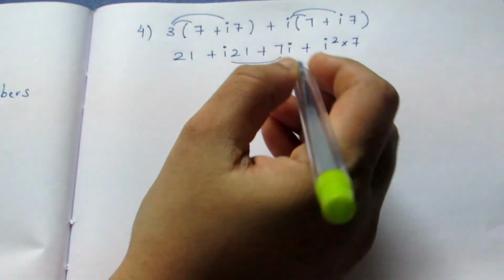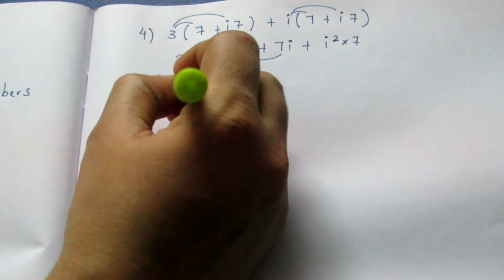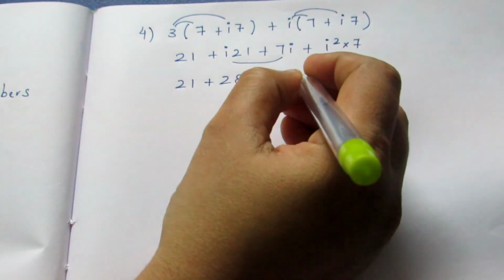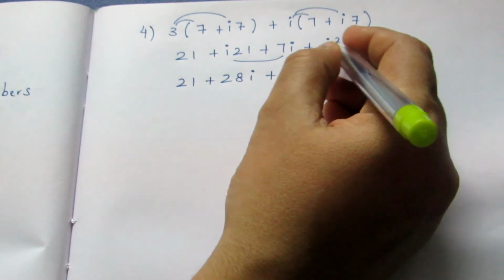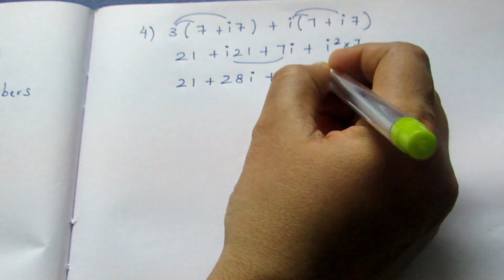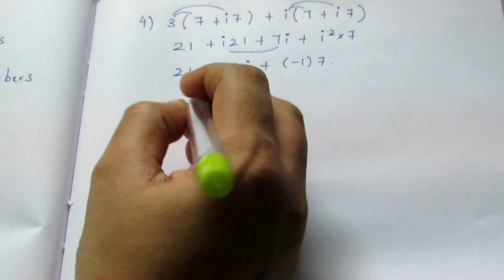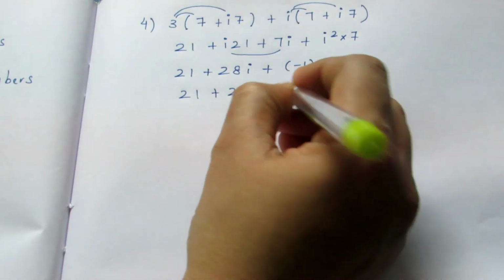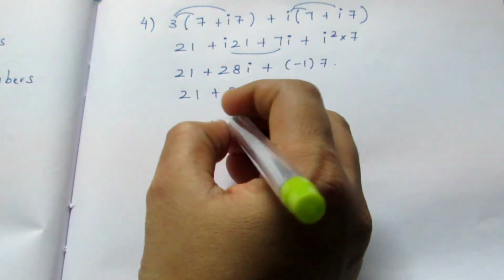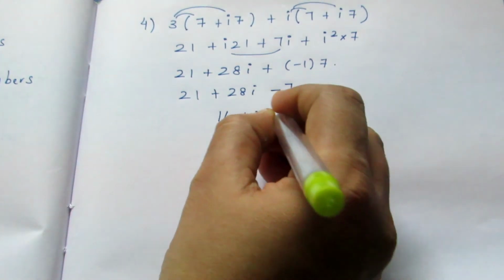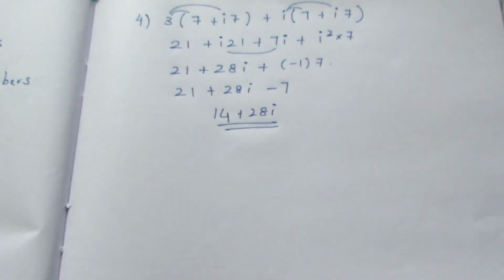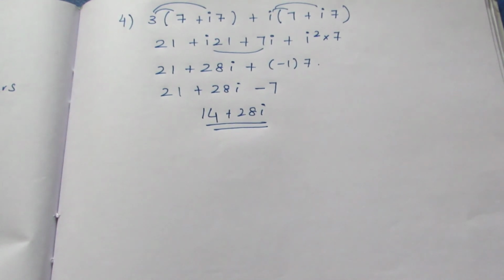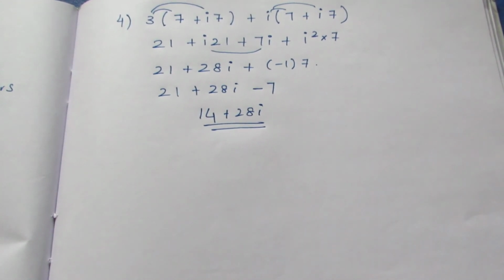Now this is a like term, we can solve it. So 21 plus 28i, plus, here this becomes minus 1 into 7. So 21 plus 28i minus 7. So we can solve, this is a like term, this becomes 14 plus 28i. As we want it in A plus iB form, we have written in A plus iB form. So that's all with the fourth one. We'll move on to the fifth one.